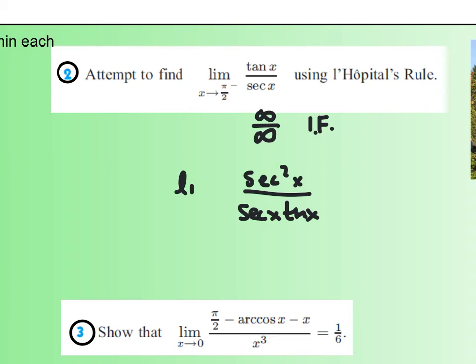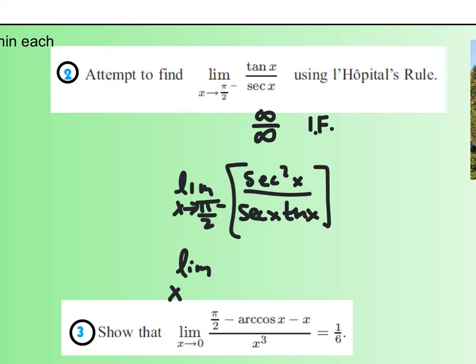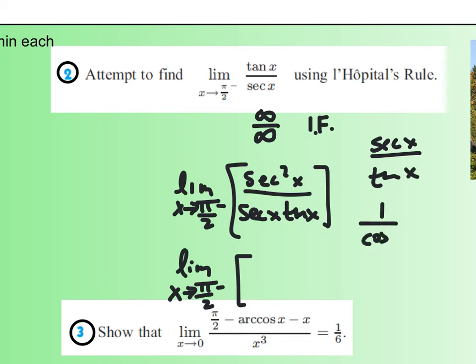Okay, so I'm going to take the limit as x approaches pi over 2 from the left of that. First I'm going to reduce. That might make my life a little easier. So if I reduce, I'd get secant over tangent. Let's think about that. It's secant x over tan x. Secant is 1 over the cosine. Tan x is sine over cosine.